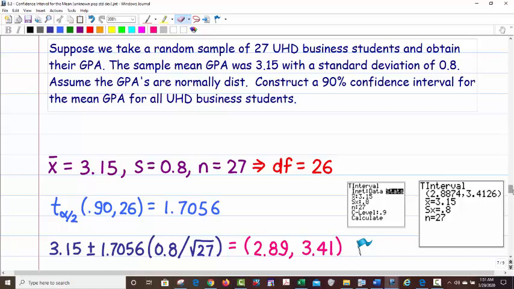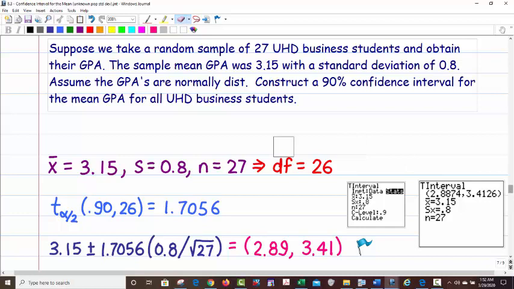Random sample of 27 UHD business students, and we obtained their GPA. Sample mean GPA was 3.15 with a standard deviation of 0.8. Assume the GPAs are normally distributed. Construct a 90% confidence interval for the mean GPA for all UHD business students. Once again, we're trying to come up with an interval that we would think contains the average for all UHD business students, because that's the population of this problem.